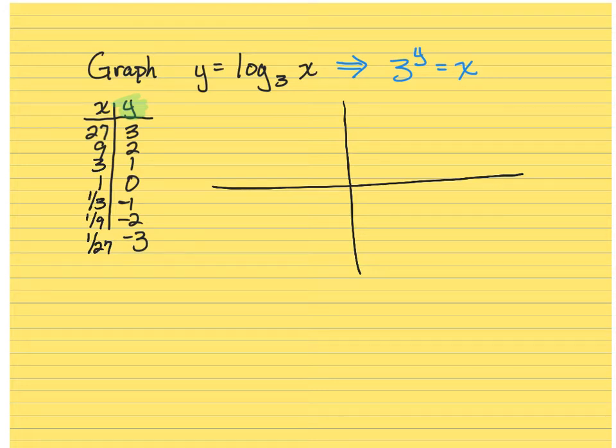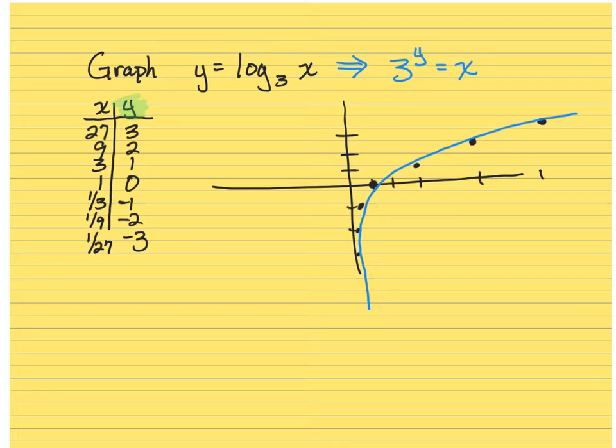27 and 3, well, we'll just say that's way out here. 1, 2, 3, not to scale clearly, but there's 27 and 3. We'll put 9 and 2 about right there. And now we can do 1, 2, 3. We'll be a little more careful. 3 and 1, 1 and 0, 1/3 and -1, 1/9 and -2, and 1/27 and -3. So our graph is going to look like this. And that's the graph of log base 3 of x.